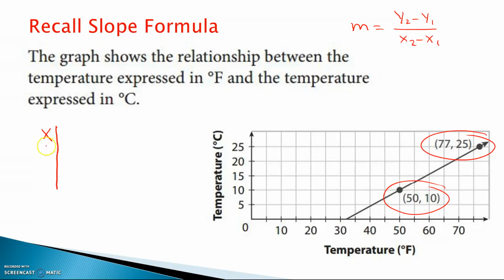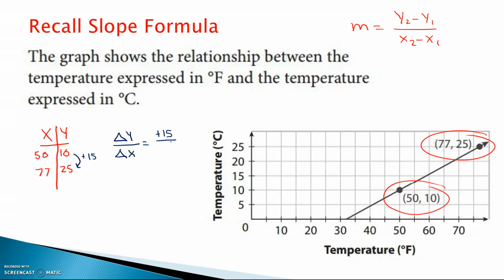So again, I have my x, my y. Now I always like to go from left to right. So my first point that pops up is 50, 10. So I'm going to do 50 and 10. Next point is 77, 25. So I put 77, 25. Now if I want to find slope, remember, slope is the change, so I'm going to say delta y over delta x, the changes in the y over the changes in the x. Well, how much are the y's changing by? How the heck did I go from 10 to 25? Well, I had to increase by 15. 10 plus the 15 would give me 25. So I know that y's are changing by positive 15.